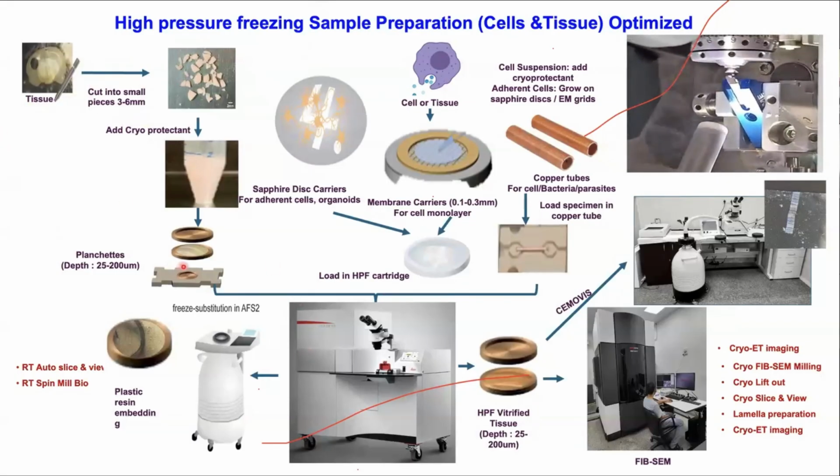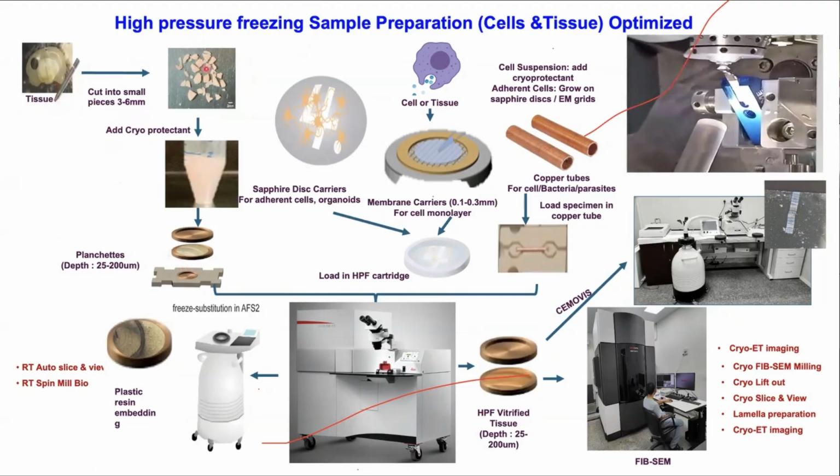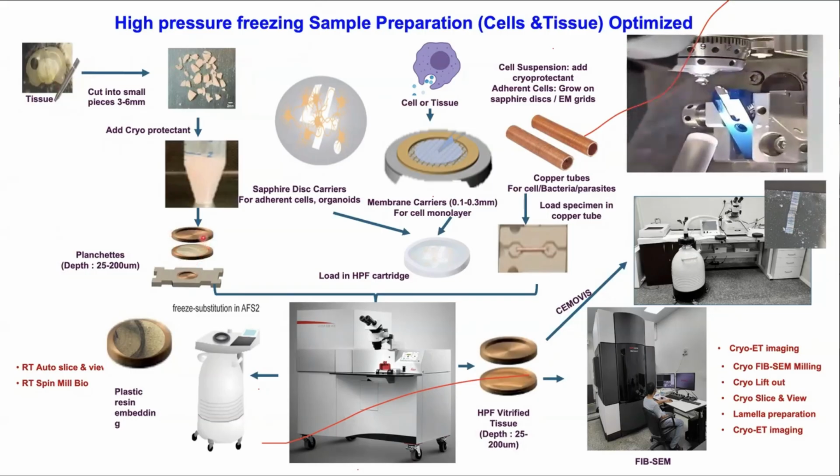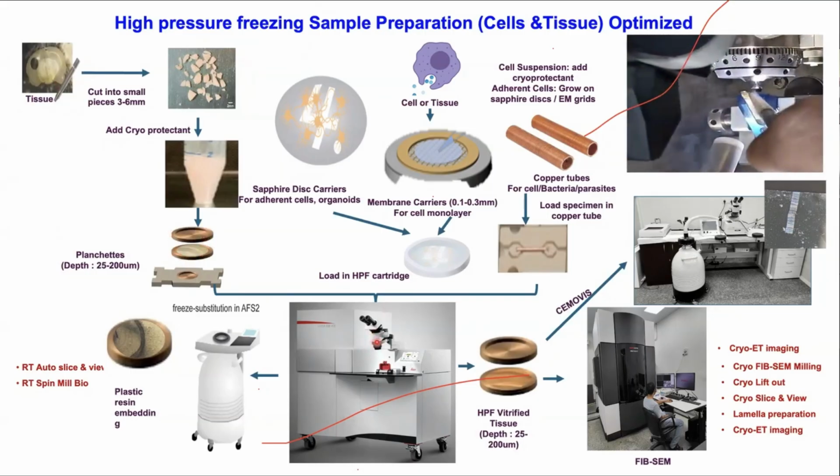First, you have to cut a small part and make the planchet, and after the planchet, high pressure freezing is going to be used.